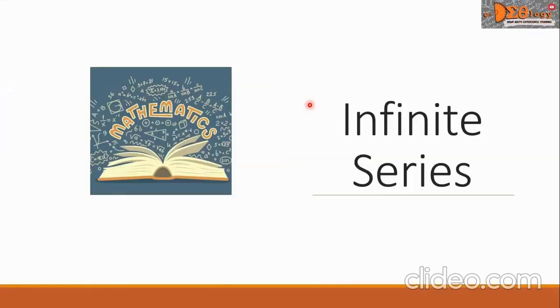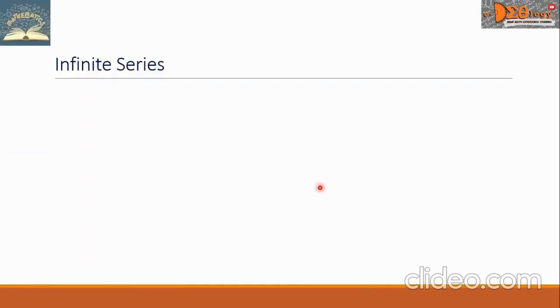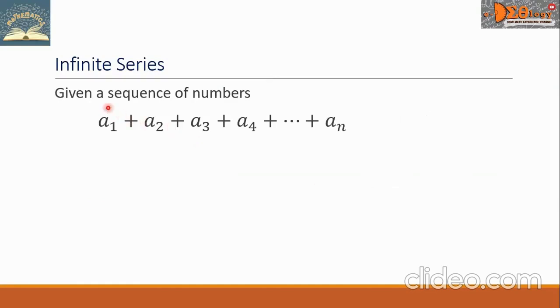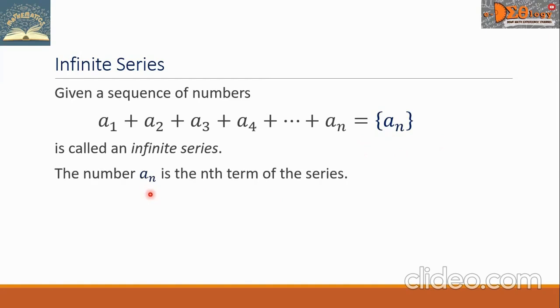Hi everyone. Today we're going to study infinite series. Given a sequence of numbers, a sub 1 plus a sub 2 plus a sub 3 plus a sub 4 plus up to a sub n is called an infinite series. The notation is a sub n enclosed in a parenthesis. The number a sub n is the nth term of the series.